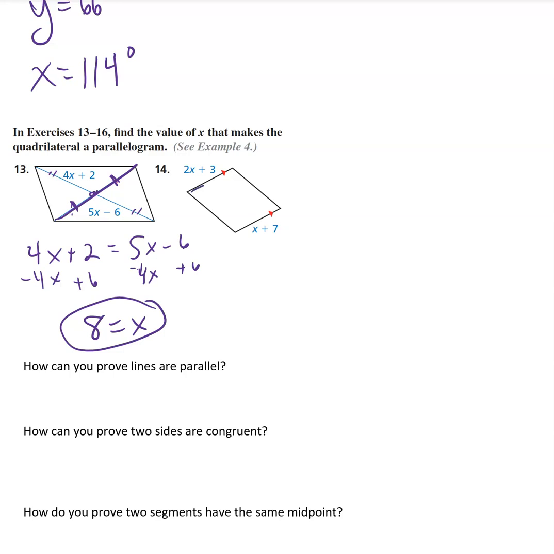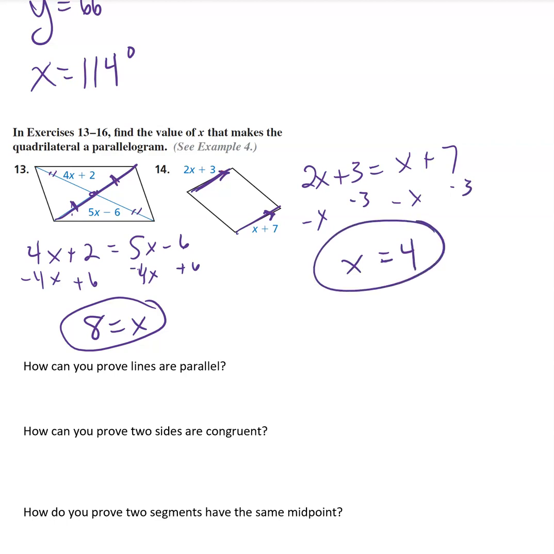For 14, it shows us that these opposite sides are parallel using the arrows. So in order for them to be congruent, 2x plus 3 would need to equal x plus 7. If I solve that equation, I get x is equal to 4. So if x is equal to 4, then those two sides are congruent, and since they're also parallel, we know that it would be a parallelogram.